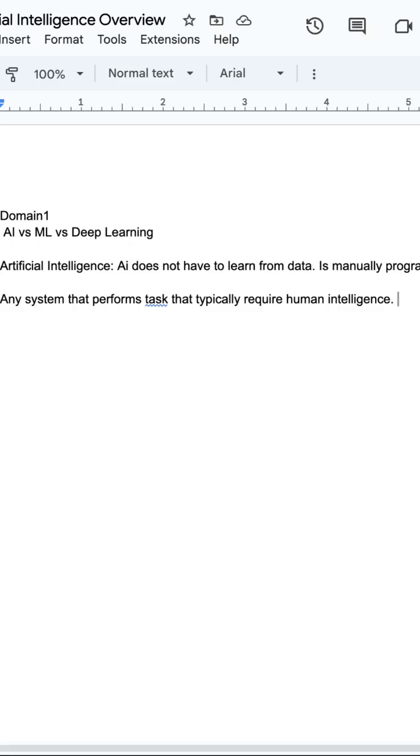Next up, I'll add the examples here. Game-playing programs, chatbots, robotics. Those are major artificial intelligence examples. Let's move on to machine learning.